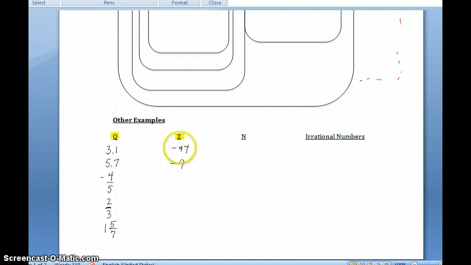And then let's go ahead. No fractions, no decimals in integers. Let's go ahead and go now to natural numbers.